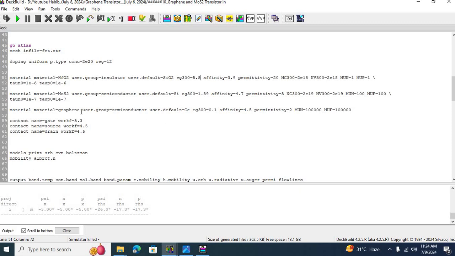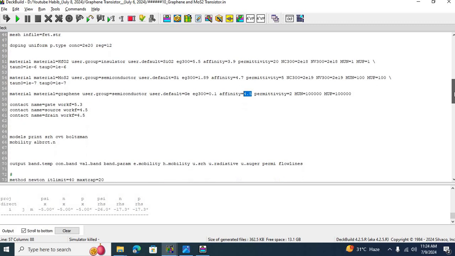Similarly, I've introduced the properties of graphene as well. And over here is something tricky. I already discussed that the band gap of graphene is 0, but when I tried to perform the simulation, it was giving me trouble. So in order to avoid that trouble and perform the simulation, I had to give it a slight band gap of 0.1 electron volts. And then I introduced the electron affinity of graphene and permittivity, electron and hole mobilities, etc.